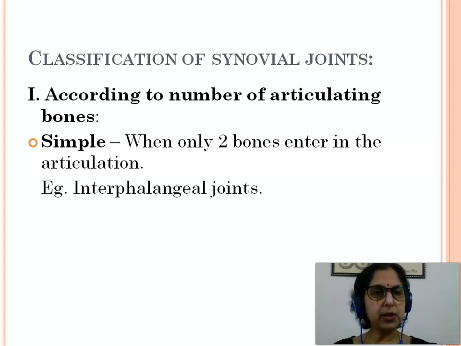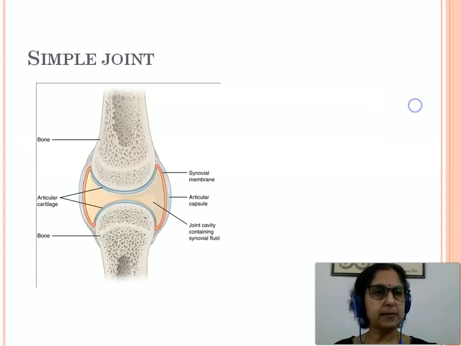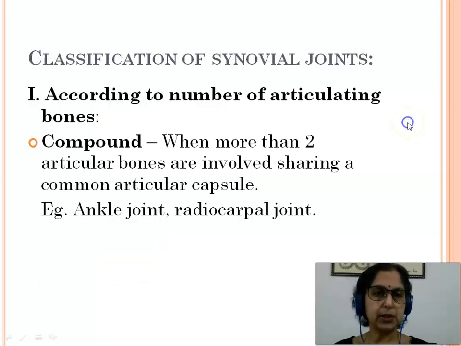Simple joint is when only two bones enter in the articulation. Example being interphalangeal joints. What is seen here is a simple joint. Only two bones are forming the joint, and that's when we call it as a simple joint. Compound joint is when more than two bones are involved in the articulation and they share a common articular capsule. Example being the ankle joint or the radiocarpal or the wrist joint.